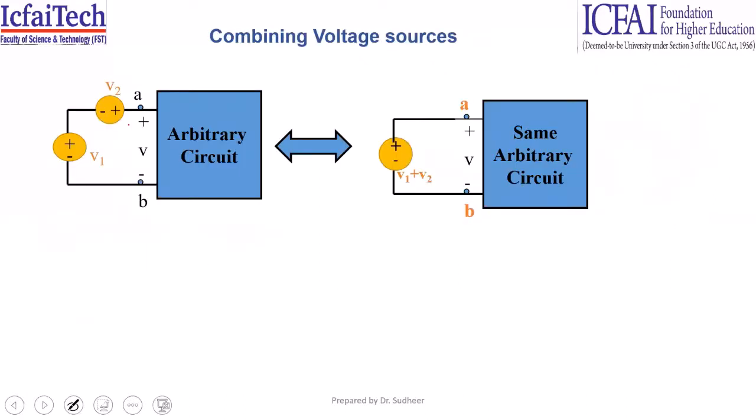Now, how can we combine more than one voltage source? Whenever you take two batteries or two voltage sources, there are two ways of combining them: whether they are aiding each other or opposing each other. If the two voltage sources are joined with proper polarity, then the voltages will aid each other. Let us take a simple example.